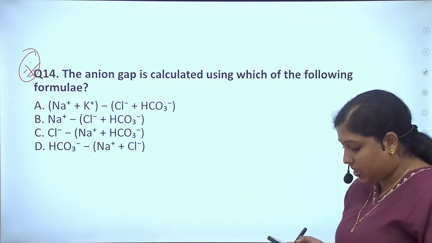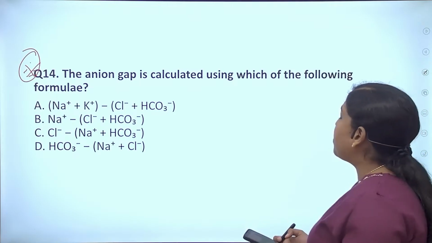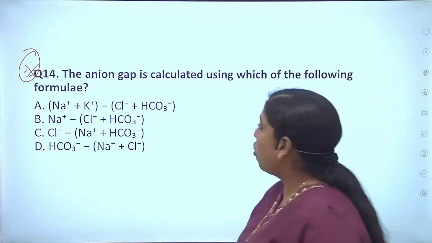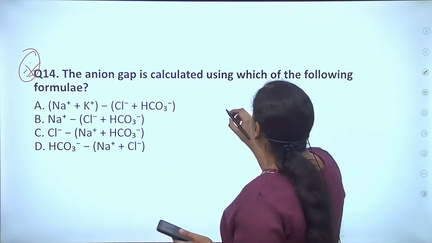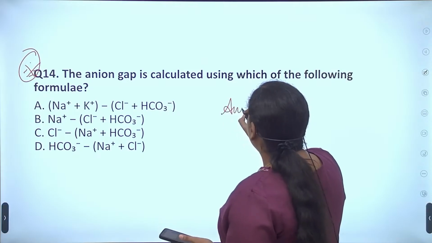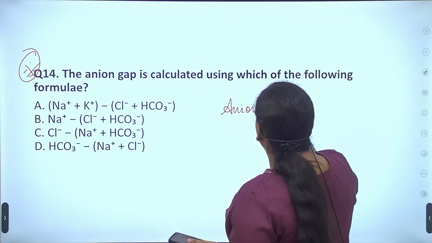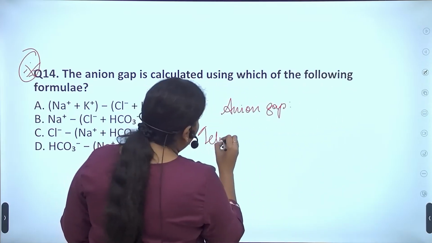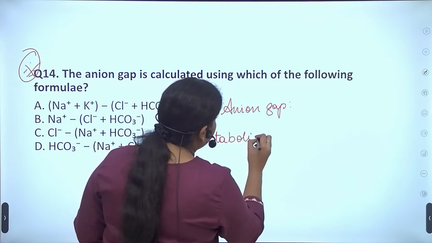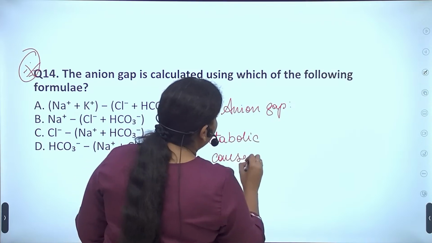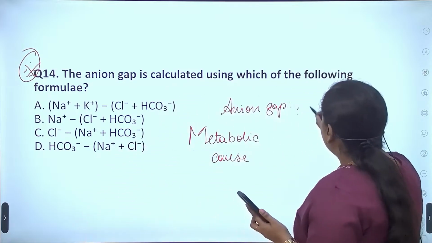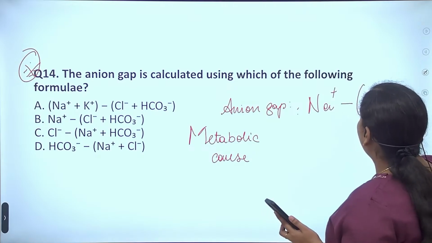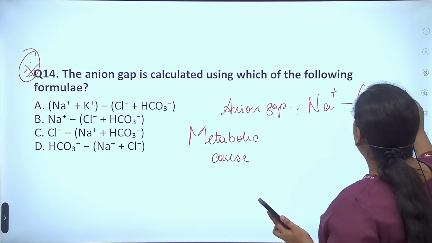Yes, now type your answers. Like, the anion gap is calculated using which of the following formula? So as you all know, the correct formula for your anion gap, which is specifically used in order to identify the metabolic cause, right? So the formula is sodium, which is a cation, minus your chloride plus your HCO3.